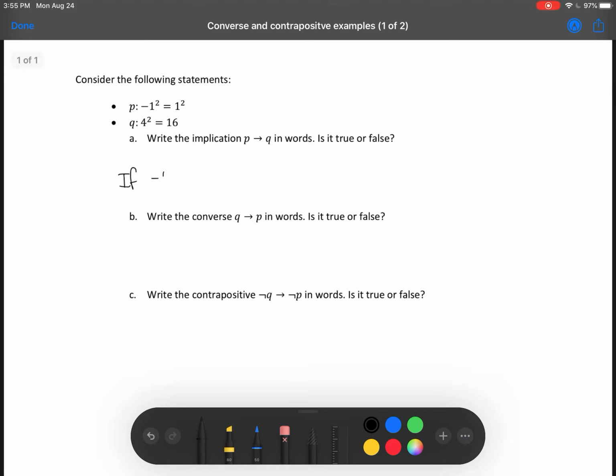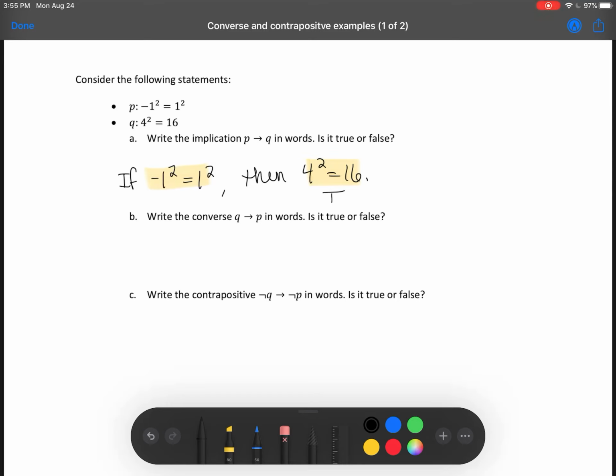So we're just going to insert the statements here into our if-then and write that in words. So if -1 squared is equal to 1 squared, then 4 squared is equal to 16. So now to answer if this is true or false, we need to think about whether the hypothesis and the conclusion, respectively, are true or false. So 4 squared is equal to 16. That is, of course, true.